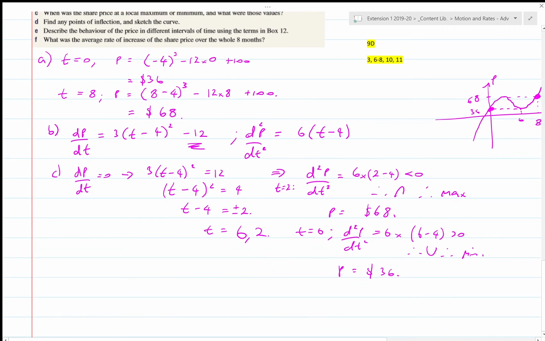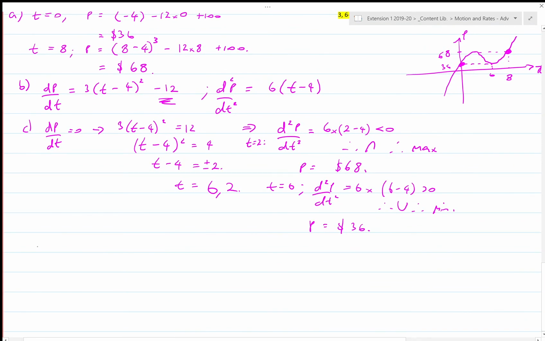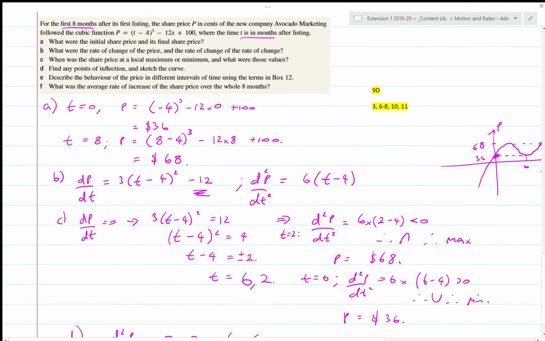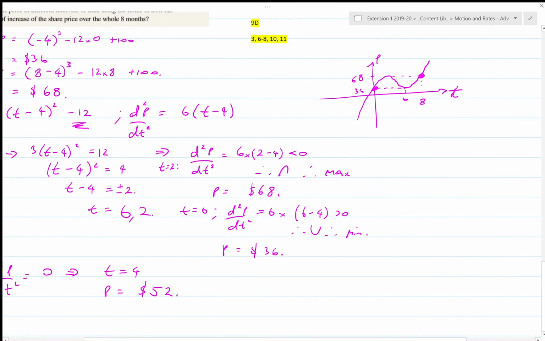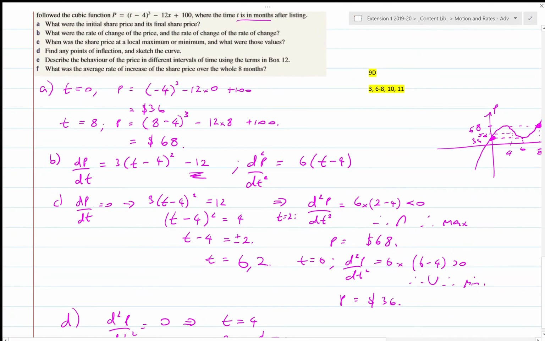Find the points of inflection, sketch this curve. Well, I've already sketched the curve, but I'll add the inflection point, I suppose. So the second derivative is 0. Therefore, t equals 4. And when t equals 4, the price is 0 minus 48 plus 100, 52 schmackos. There's my beautiful third of a page sketch.